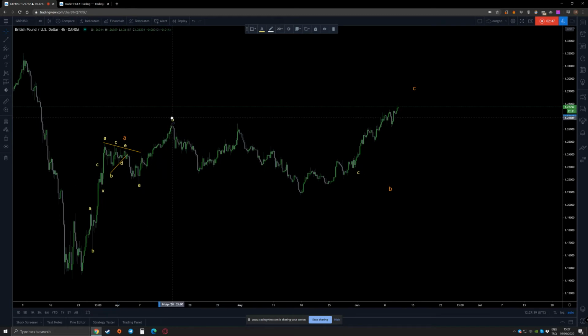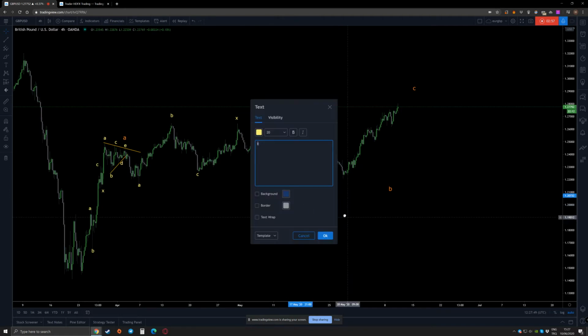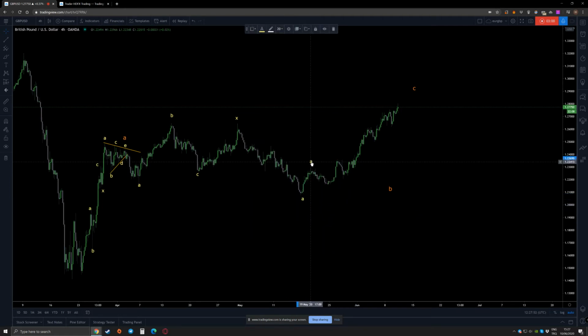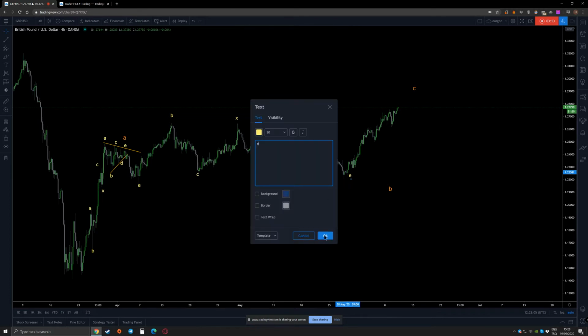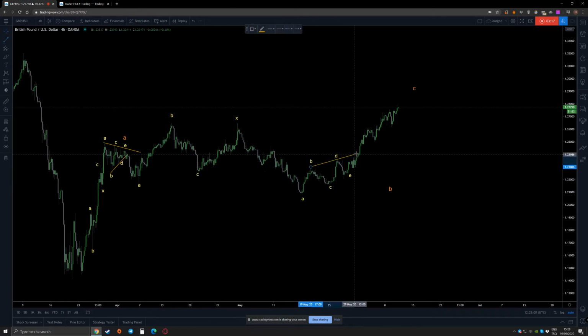Maybe wave A here, or wave B here, or a wave C here, and a wave X, and then a wave A here. Yes, this is more likely. A B here, a C here, and a D wave, and we have something like a wave E somewhere around here. Now, when we connect this triangle, it does look like something like this. It actually makes more sense as a triangle. Even something like this. Yes.